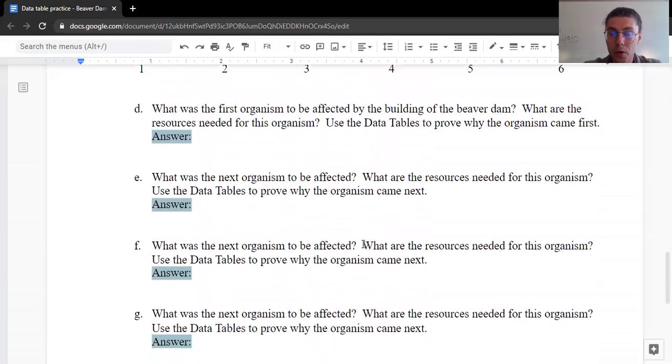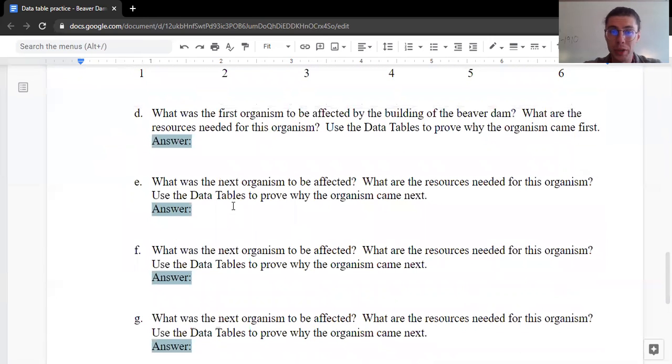And then for the remainder of this assignment, all we have to do is explain our thinking. So how did we know what the first organism affected was? How do we know what the second organism to be affected was? We're going to use the data table to give a strong answer.